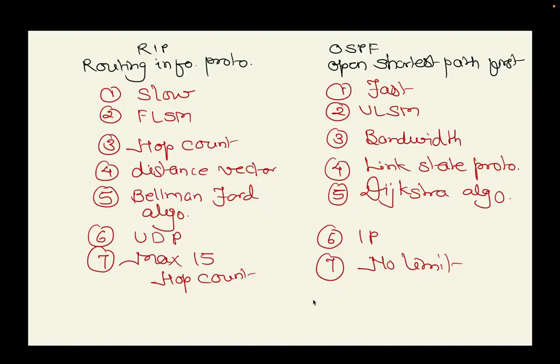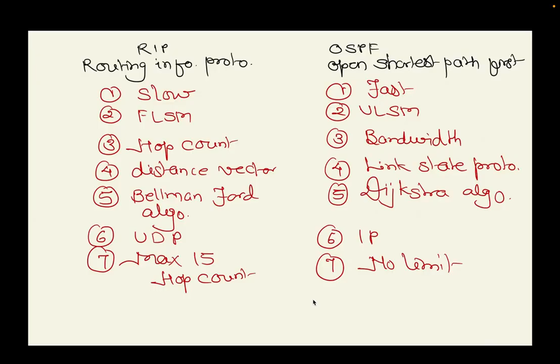Next topology is based on OSPF. In the previous topology we talked about one type of protocol called Routing Information Protocol, RIP. Another one is called Open Shortest Path First. So first we will see the differences between these.